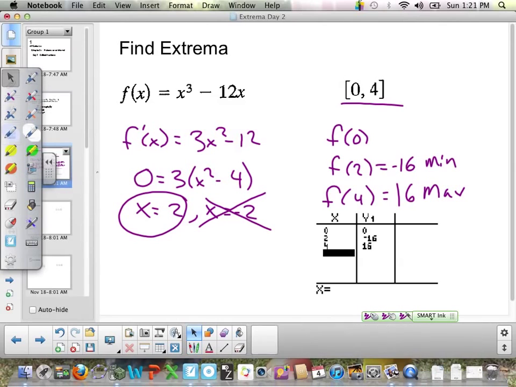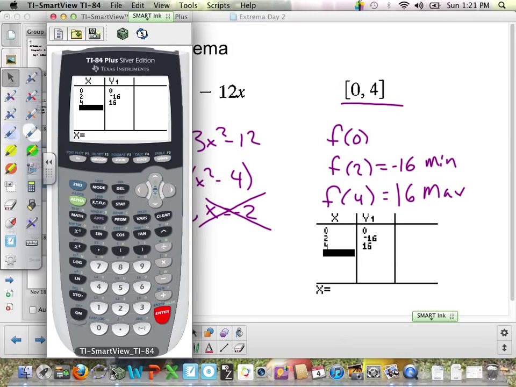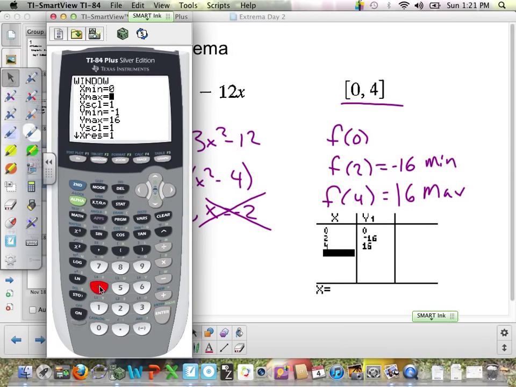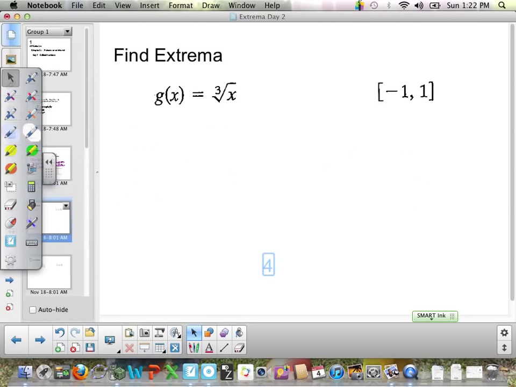Okay, I can kind of use this to help me look at the graphing window. From 0 to 4, and from negative 16 to 16. I can see I got the entire graph fitting on it from left to right. Turn the grid off so it doesn't look so choppy. Good. All right, let's look at another example.